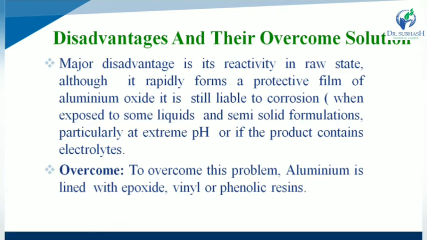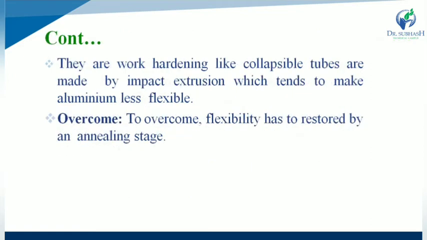That was already discussed in our last lecture, and it continues in this lecture regarding disadvantages and their solutions. They are work hardening, like collapsible tubes that are made by impact extrusion, which tends to make aluminum less flexible. So, what is the solution to overcome this problem? Flexibility should be restored by an annealing stage.